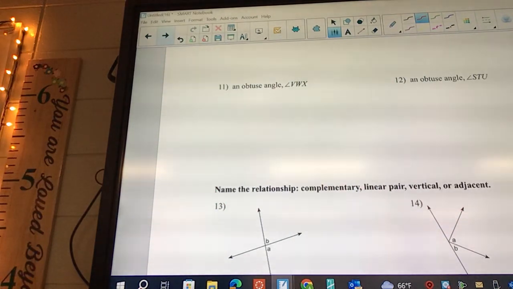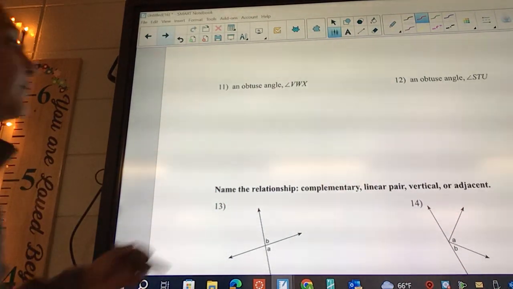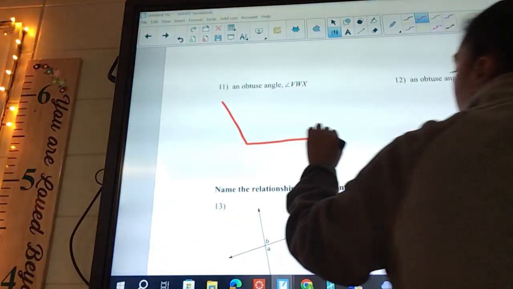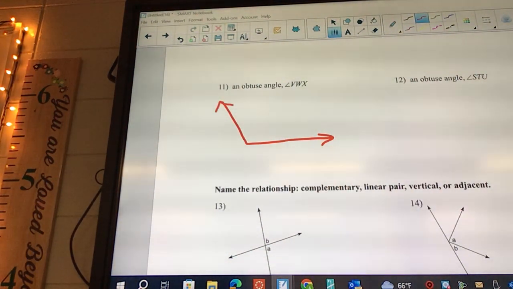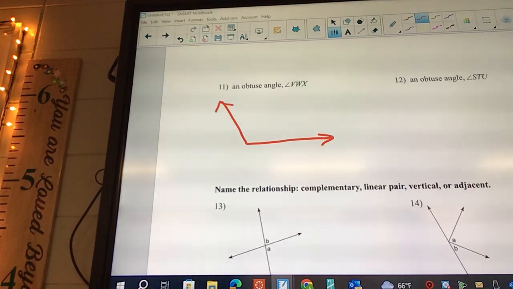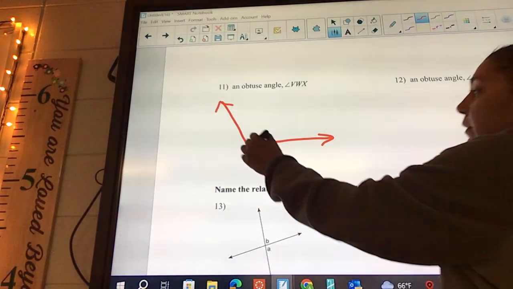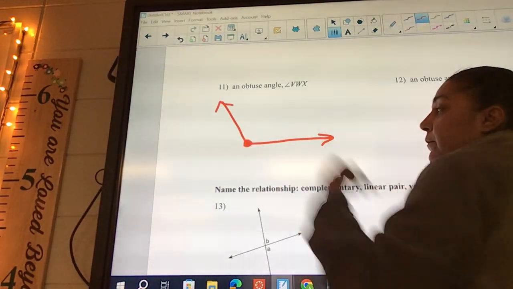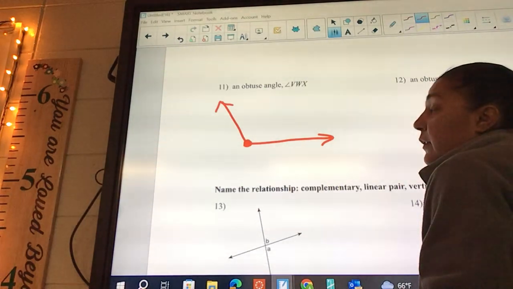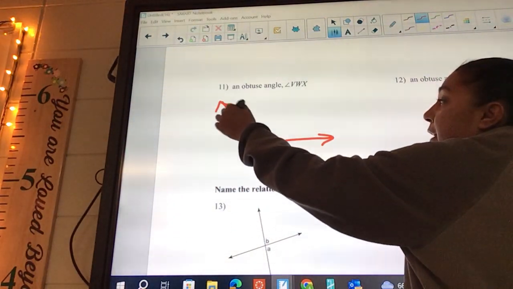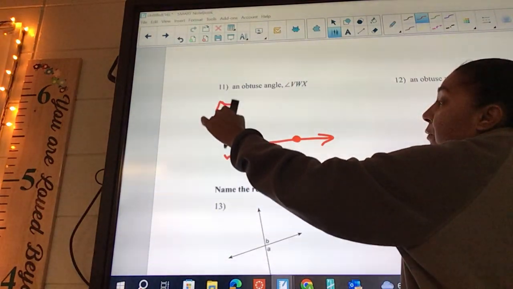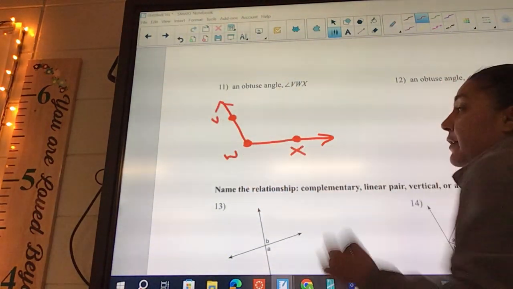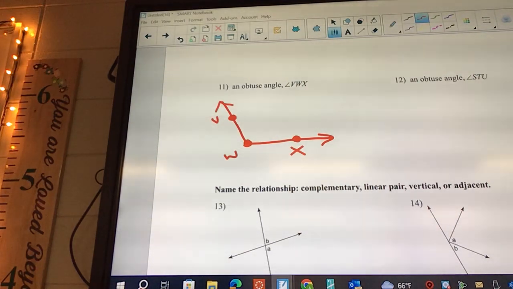Okay, number 11, they want us to draw an obtuse angle. So again, we want something fairly large, spread out. What is this called anyways? Anybody remember? It's the vertex. So my vertex needs to be what? W. And I could call this one B or X, and I could call this one B or X. But my vertex needs to be W.